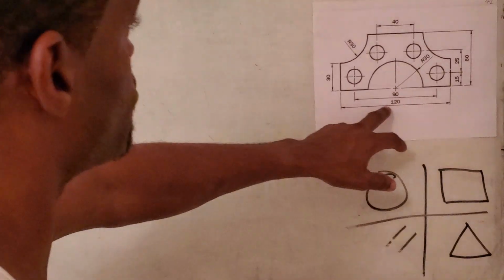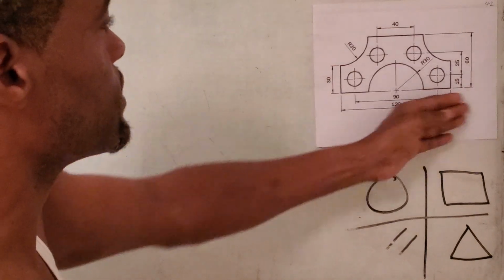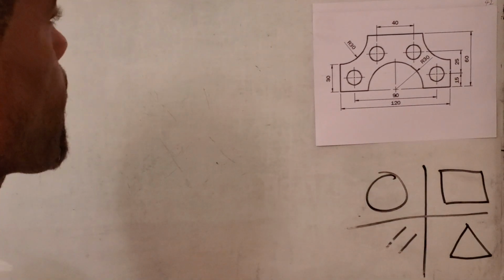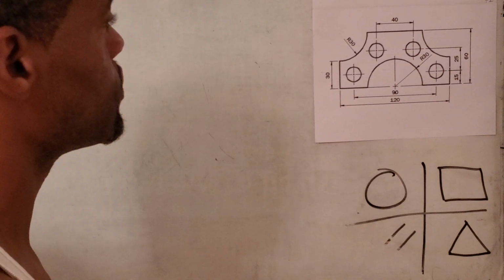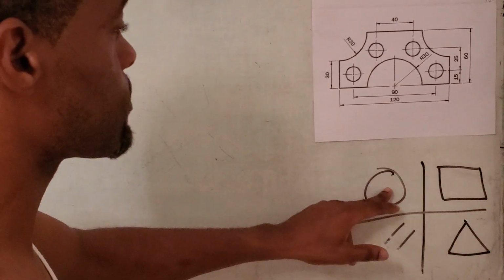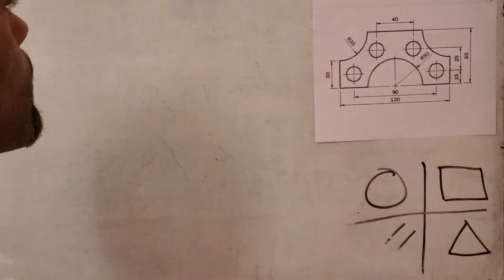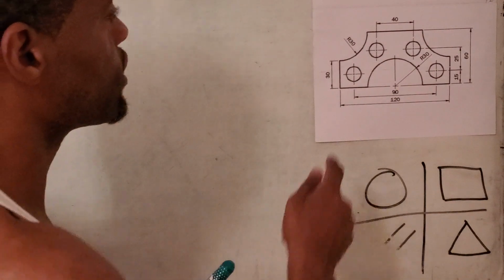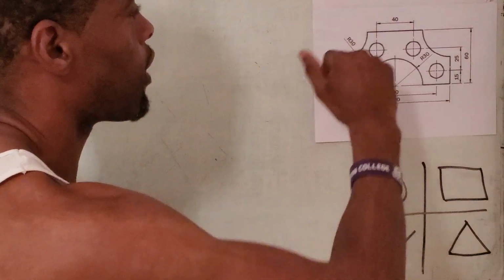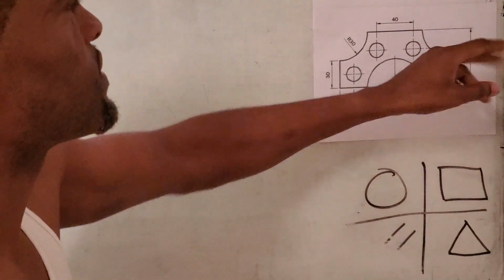Now, let's get into this drawing. How would you draw this figure in AutoCAD? The first thing to do is of course, we try to break down our figure into rectangle, circle, parallel lines, or triangle. So the first thing to do here would be to establish an overall rectangle. This rectangle is 120 by 60.